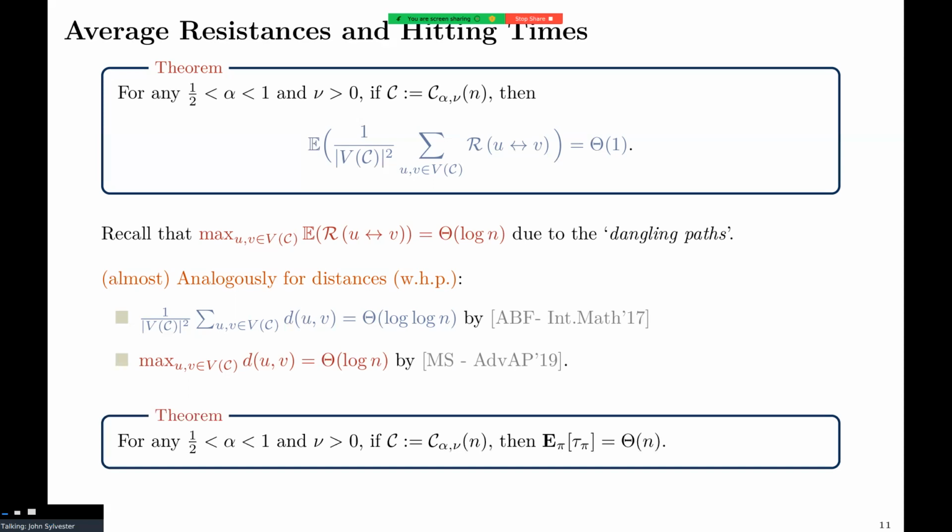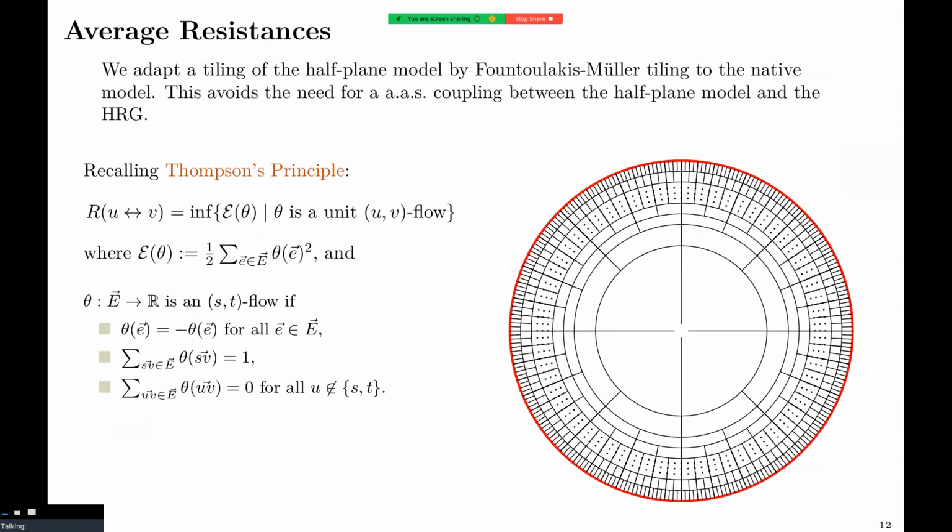Okay, so we can use the nuts and bolts of this first theorem to show that the average hitting time, so hitting time between two vertices from the stationary distribution, is of order n. So essentially there you have average hitting time order n, max hitting time order n log n. Okay, so how do we prove this?